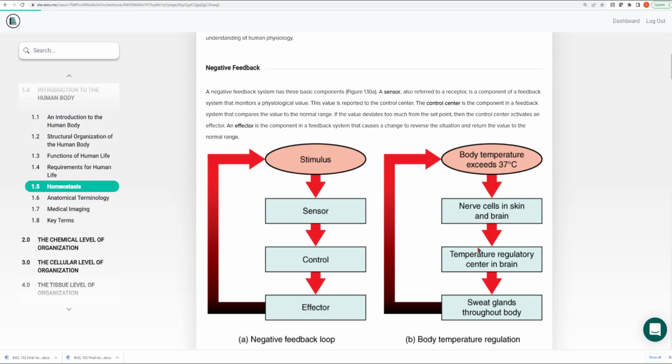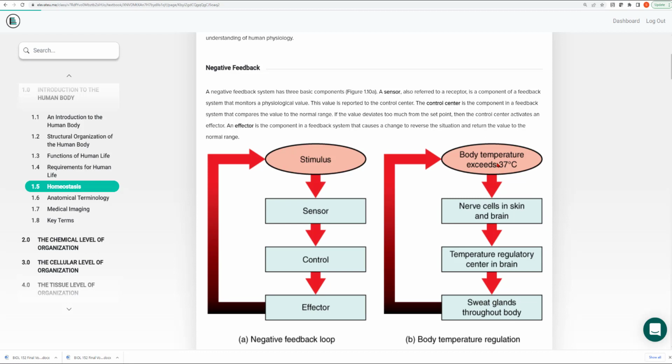Your brain and your skin are going to be measuring that temperature. And if it starts to get too high, then your brain is going to send signals to your body that say, hey, sweat glands, start sweating. And that sweat is going to feed back and help cool off your body. Or if it's too cold, your body might start to shiver, right? And the shivering would then increase your body temperature.